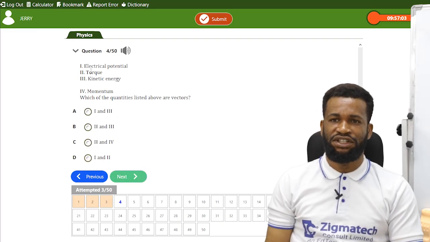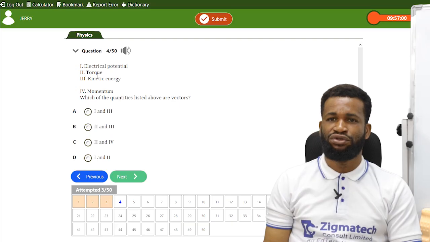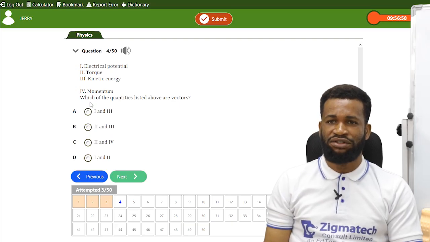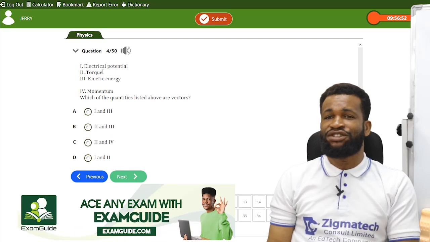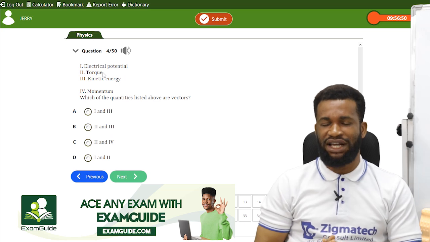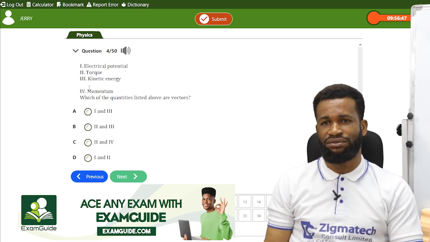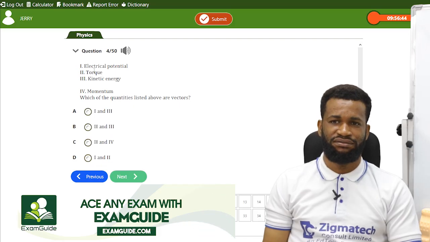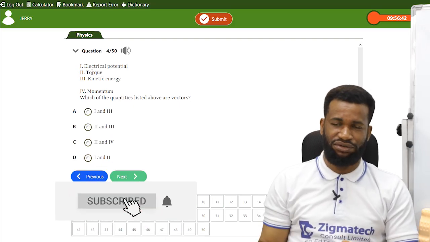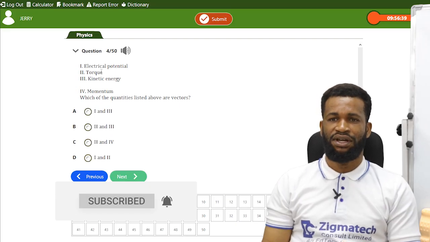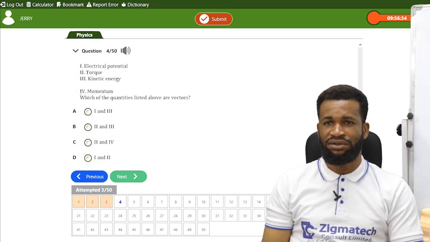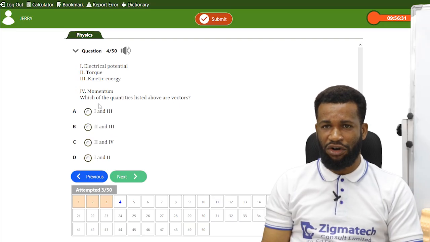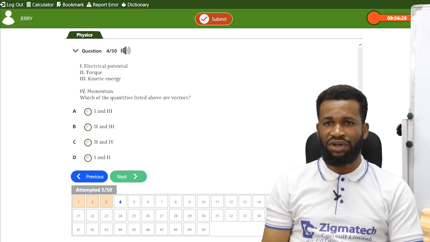Now, we also have this question: electric potential, torque, kinetic energy, and momentum. Which of the quantities listed below are vectors? Now, electric potential talks about energy, so it's not going to be a vector. Torque is a force that brings about rotation, so torque is going to be a vector. Kinetic energy is also not a vector. Now, momentum is a vector. So the options here are 2 and 4, and that is option C.